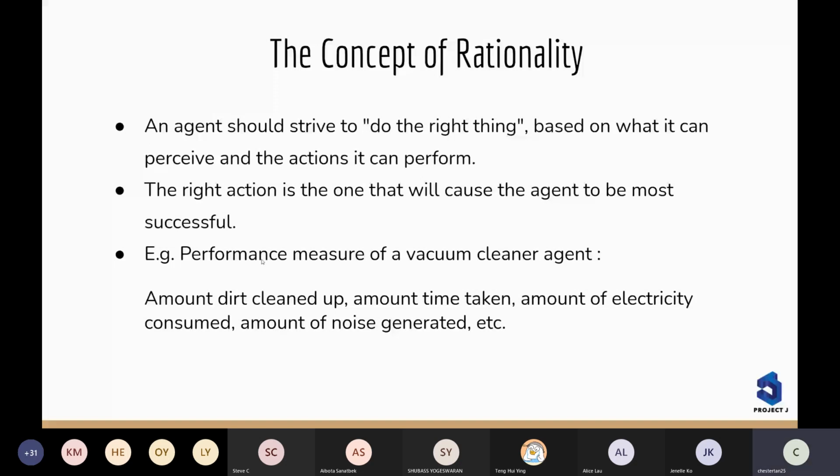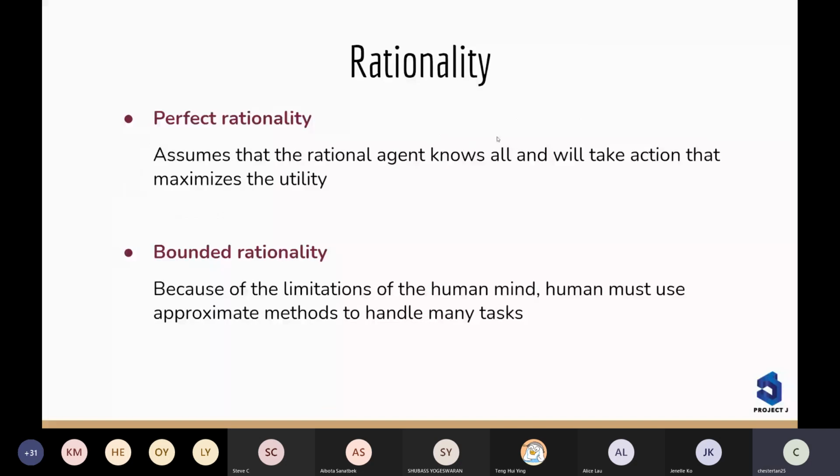Okay. So in the rationality case, firstly we have a term called perfect rationality. In this case, we assume that the agent is omniscient, meaning that it knows everything and will take the action that maximizes the utility. But this is actually impossible, because it's impossible for the agent to know everything that it requires to know, and also to do the best thing that maximizes the outcome. So it's actually quite impossible.